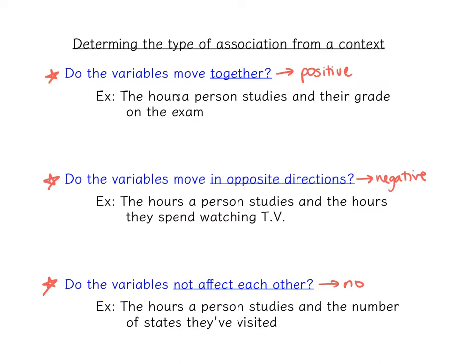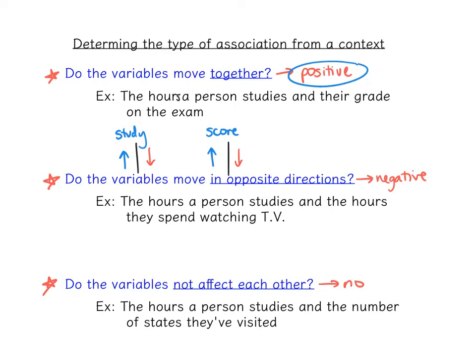So let's look at specific examples. The first says the hours a person studies and their grade on the exam. Well, we would like to think that the more time you spend studying, the higher your score is going to be. That also works, most often, in the opposite direction. The less you study, the lower your score is going to be. Since those work together, we say that this has a positive association.